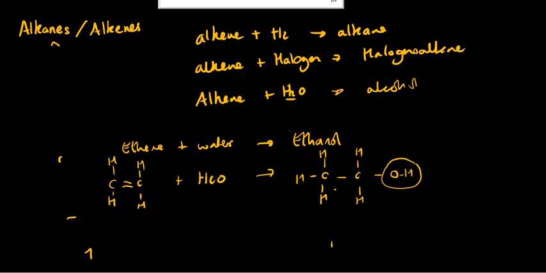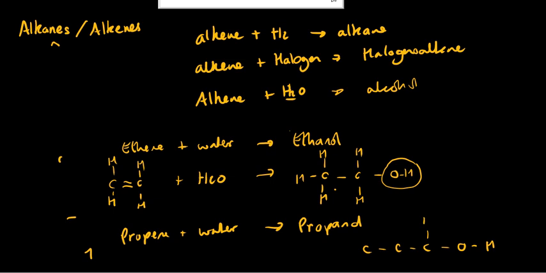So let's say, for example, if I had propene plus water, I would end up forming an alcohol called propanol. So if you pause the video and have an attempt at trying to draw what you think propanol would look like. So propanol is going to have 3 carbons with our OH group on the end, and then our hydrogens like so.